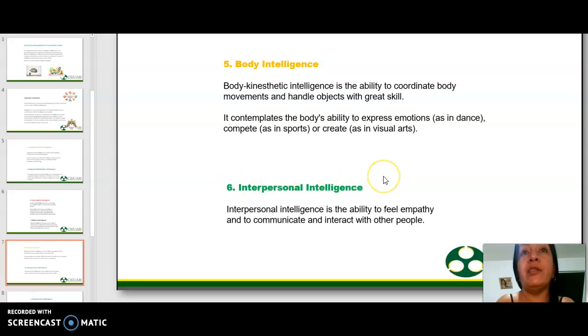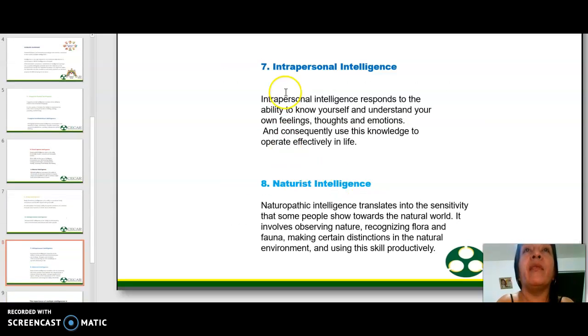6. Interpersonal intelligence. Interpersonal intelligence is the ability to feel empathy, to communicate, and to interact with other people. 7. Intrapersonal intelligence. Intrapersonal intelligence responds to the ability to know yourself and understand your own feelings, thoughts, and emotions, and to constantly use positive knowledge to be effective in life.